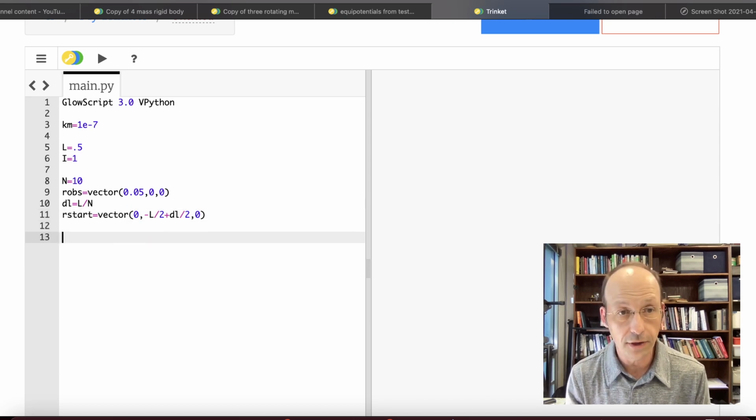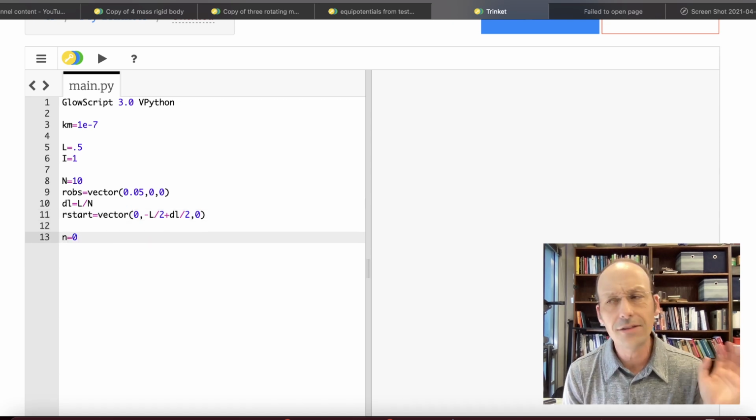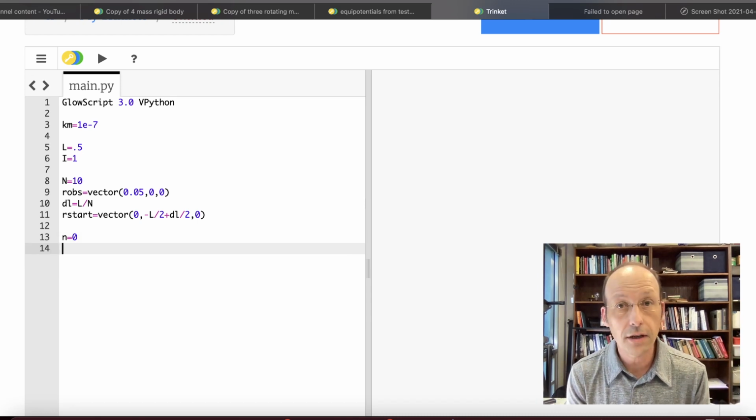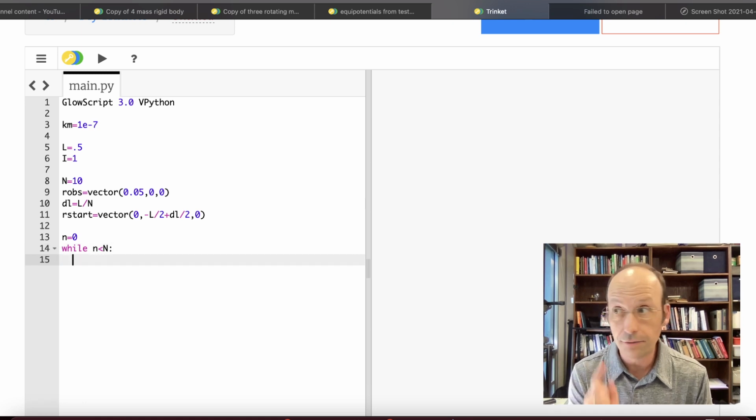Now let's make the sphere. This isn't the best way to do it. This is the way that I think people find makes the most sense to them. So I'm going to have a counter called n, equal to 0. And I'm going to say while n, lowercase n, is less than N, then do the following. And make a sphere.